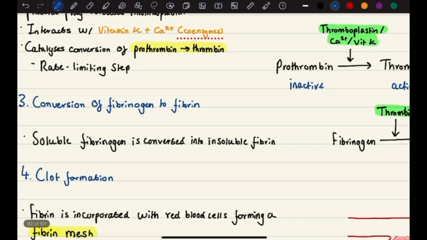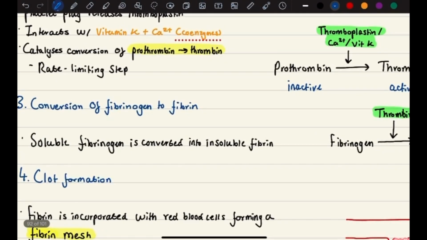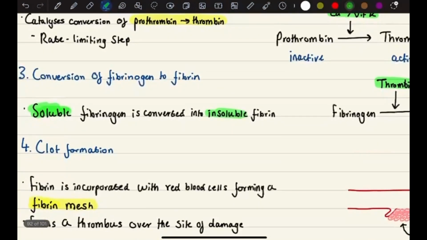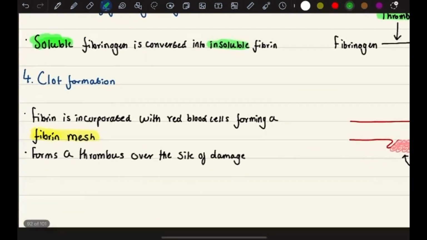Now, thrombin is another enzyme. Guys, really, really important terminology that you cannot forget: soluble fibrinogen into insoluble fibrin. So soluble fibrinogen to insoluble fibrin. Thrombin enzyme converts fibrinogen into fibrin. And in your exams, just remember to say soluble and insoluble because you do gain marks for that.